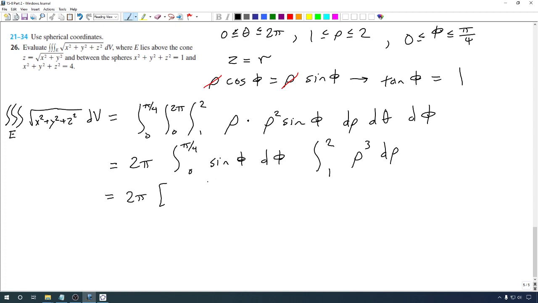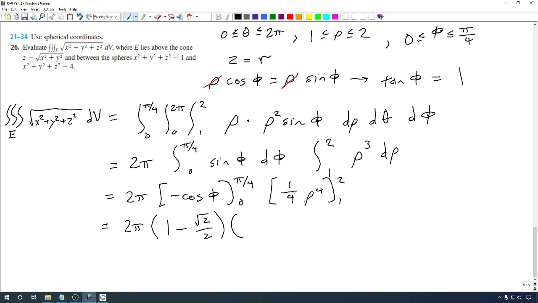The integral of sine is just going to be a negative cosine, going from 0 to pi over 4. Integral of rho cubed is just 1/4 rho to the 4th. When we plug in pi over 4, we get root 2 over 2. When we plug in 0, we get 1. Because we're subtracting a negative 1, I'm going to put that 1 in front. 1 minus root 2 over 2.